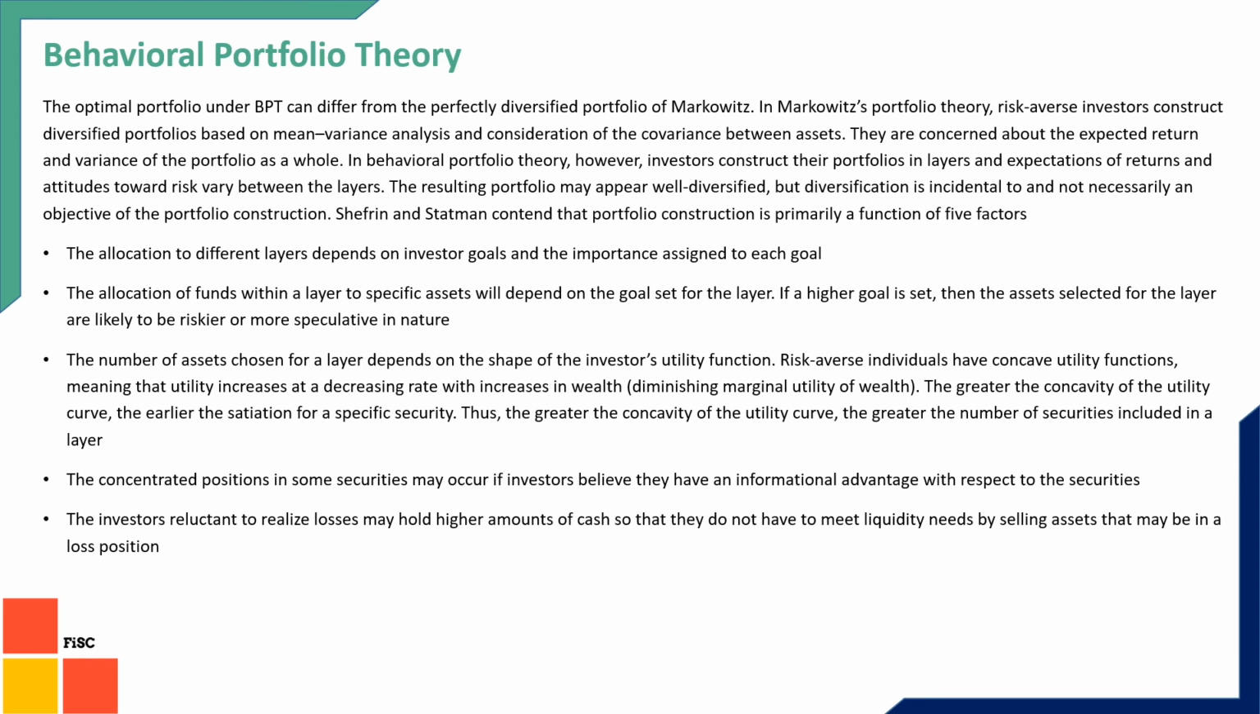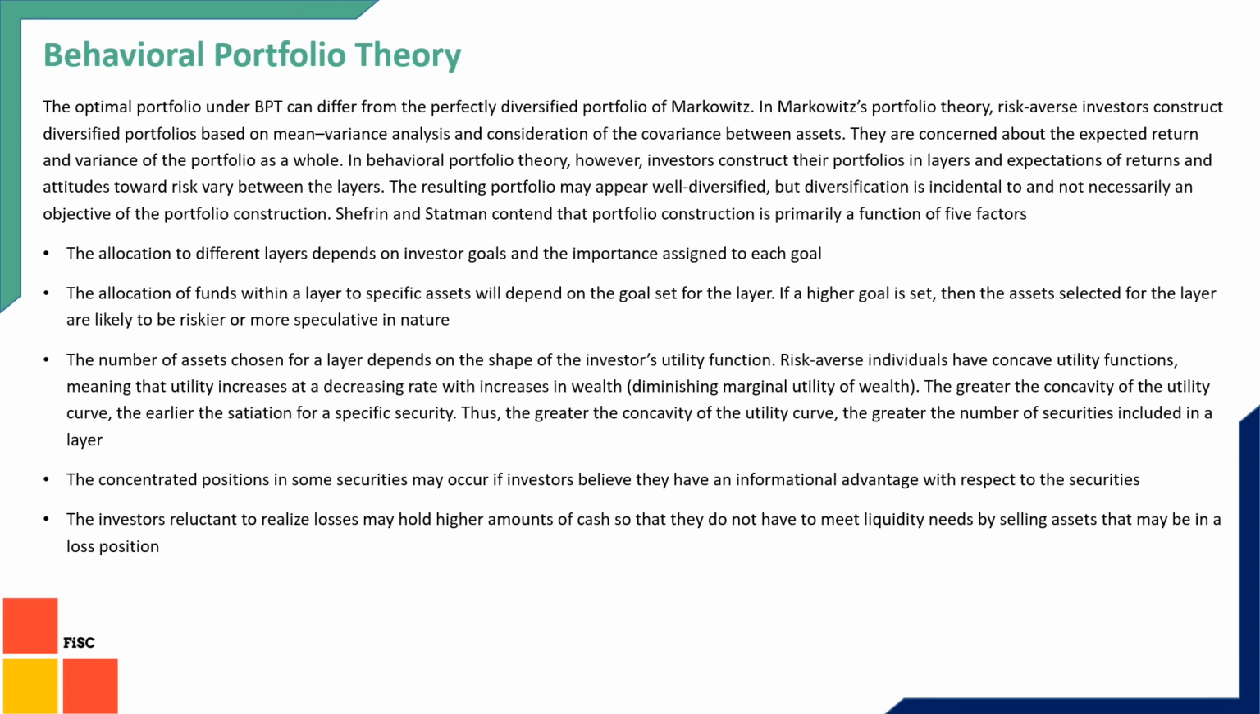Now, based on the kind of layer, you will define which kind of assets you really want in it. The higher goal you have set means higher return you are expecting, you have to invest in riskier investments. If the goal is lower, like a 2-3% return or 4-5% return, you will go for more risk free or near risk free securities, this kind of thing. The third point is that the number of assets will depend on the risk averse behavior you have. The more risk averse you are, the more number of assets you have in your portfolio.